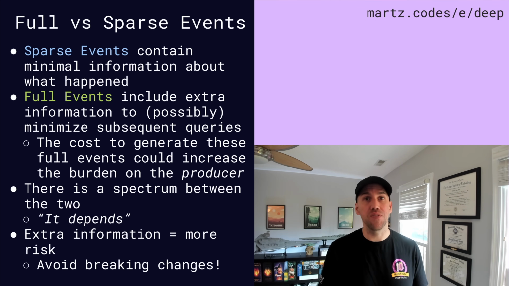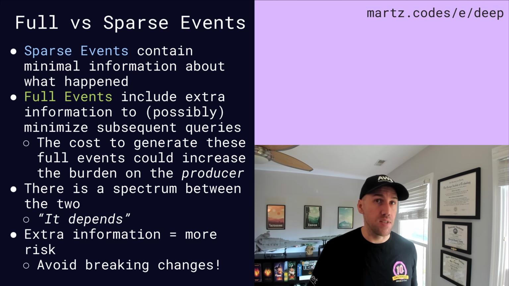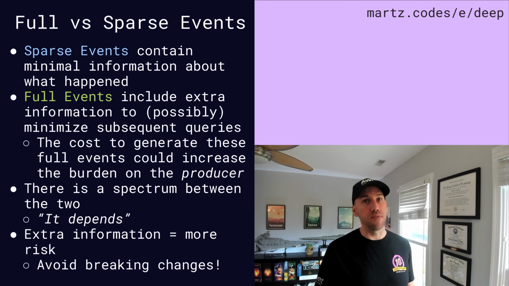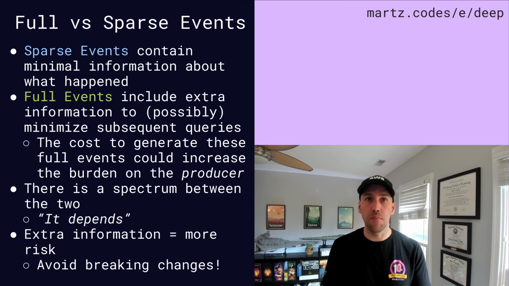Remember, with extra information comes more risk. More data can lead to increased complexity, potential privacy concerns, and a higher chance of data becoming stale or irrelevant. Regardless of the type chosen, it's crucial to avoid breaking changes in your event schema. Ensure backward compatibility to maintain system stability and reliability.